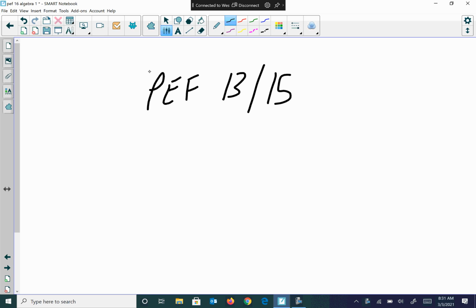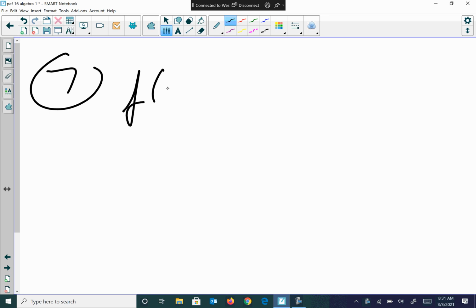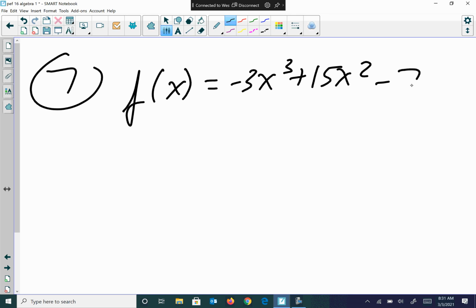Is it the one that's f of x equals negative 3x to the third plus 15x squared plus minus 7? That one? Okay, yeah. All right, so problem number 7, and I've got to explain a few things on this one. Okay, so the fundamental theorem of algebra says this. It's the simplest thing out there.